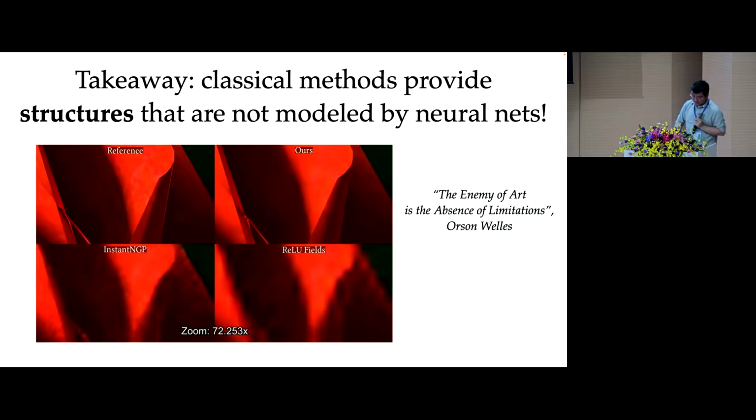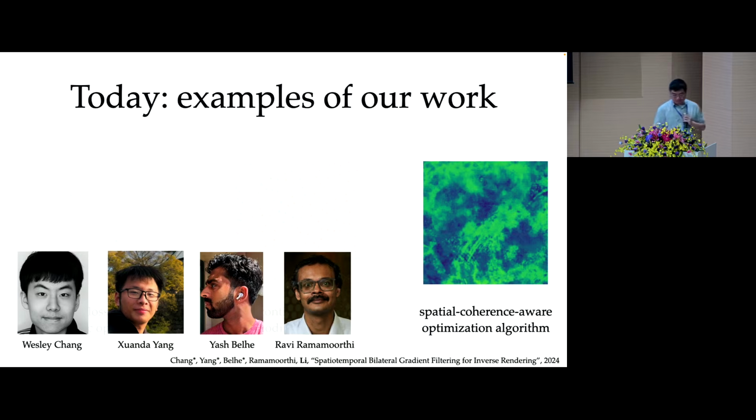Cool. And again, the takeaway is that the classical method actually gives you some kind of structure. In this case, the if-else conditions, right, that are not modeled by neural networks. I love this quote from a movie director: the enemy of art is the absence of limitations. So neural networks try to model everything, and that's where they also kind of fail. Okay, the third work, and this is pretty cool as well.